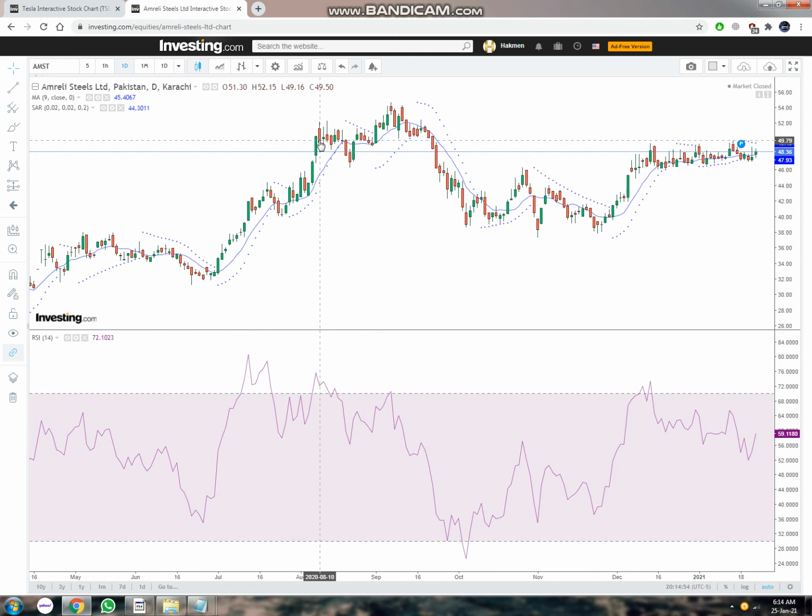Now in this case, the market dropped at these levels, but the market again rose. But this time the RSI rose, but that rise was not like the previous one.